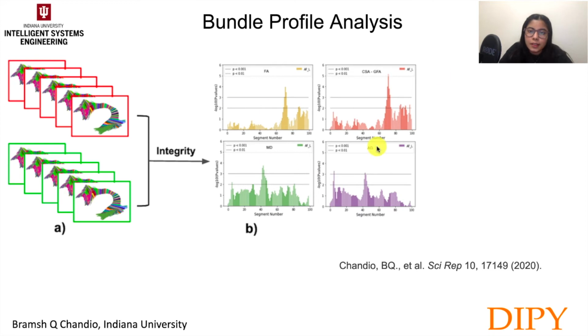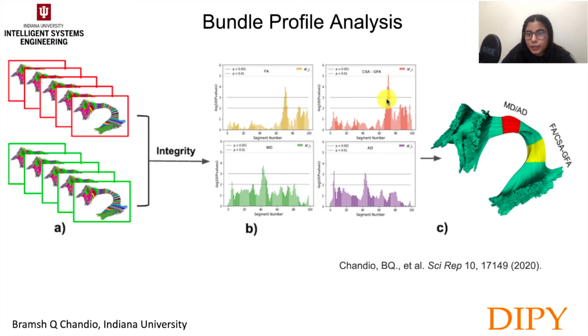And then we are able to run linear mixed models. Here we can see the plots for arcuate fasciculus, FA, CSA, GFA, MD, and AD. And here we have the minus log of p-values. We can see this area where there's a significant difference between two groups, where the p-value is less than 0.001. And finally, we explicitly highlight that area in BUAN where we see the differences between two groups.